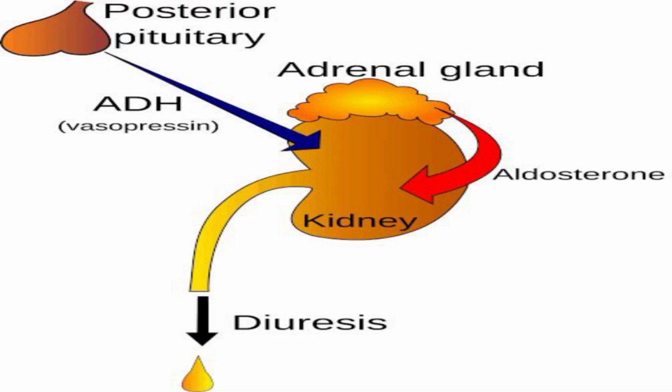Here you can see the posterior pituitary gland is secreting ADH or vasopressin hormone, which acts on the adrenal gland and leads to the diuresis.